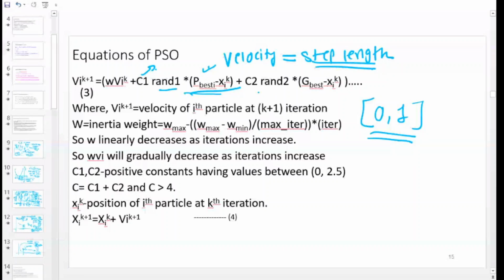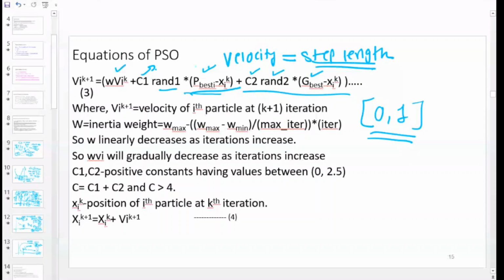Then this third term is known as the group intelligence or group memory, right? In the equation, c2 is a constant. Then rand2 is also a random number which is generated between 0 to 1. This is gbest, the global best position. It means the x value of the global best particle minus current position of the particle.